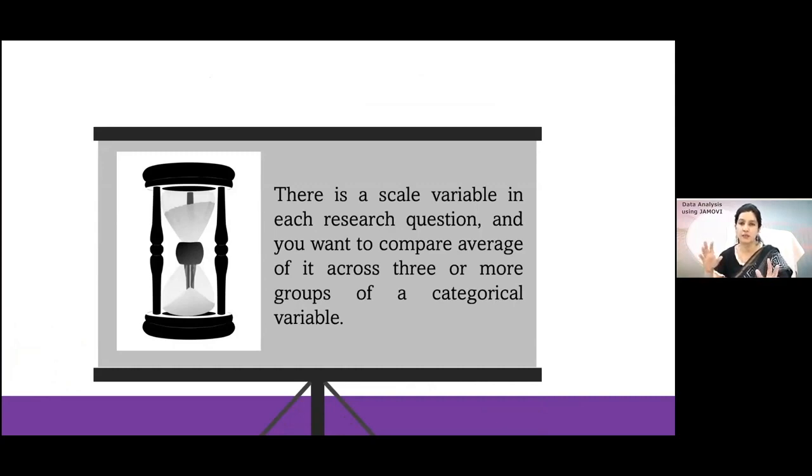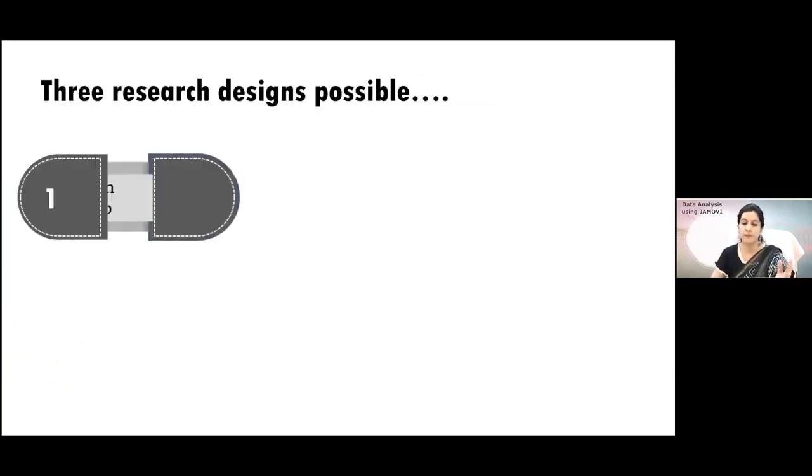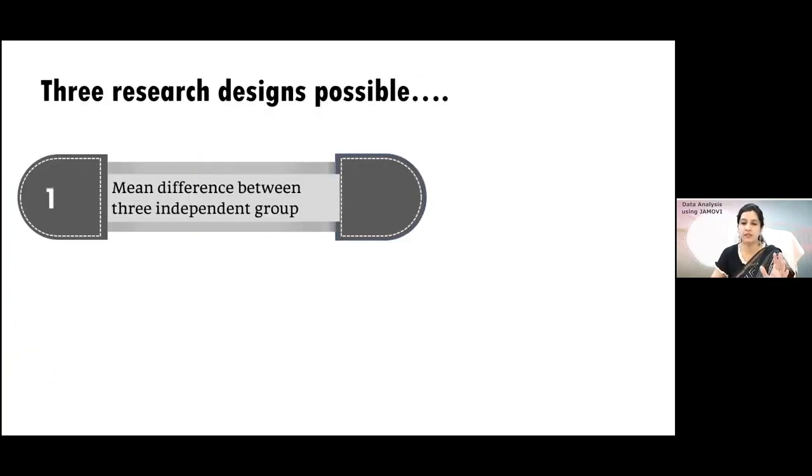So just remember, in the independent sample t-test, we were having two groups. In ANOVA, we are having more than two groups, and that can be 3 groups, 4 groups, or more than 2 groups. So the appropriate statistical test is the one-way ANOVA.